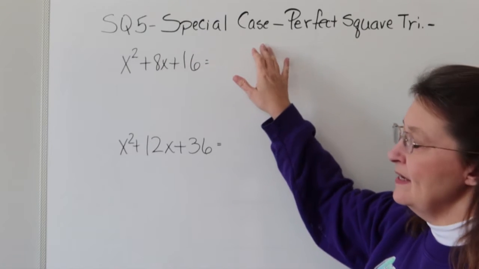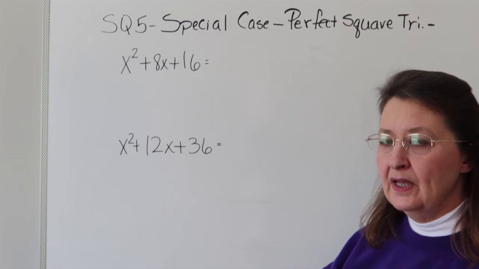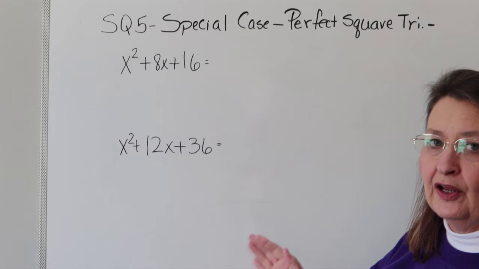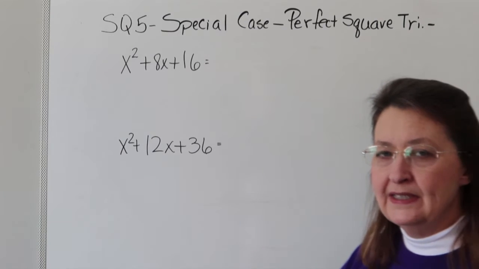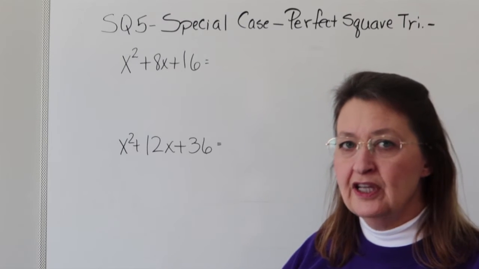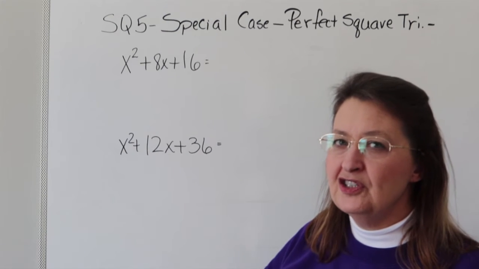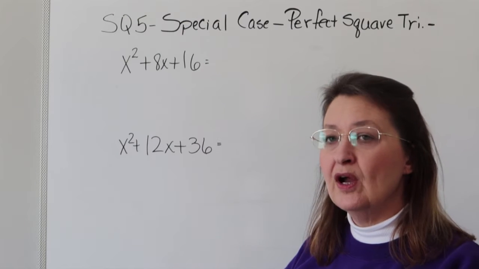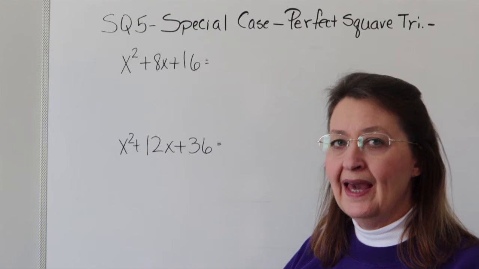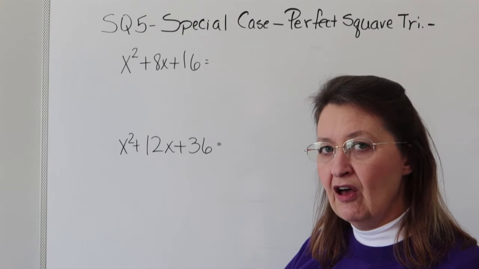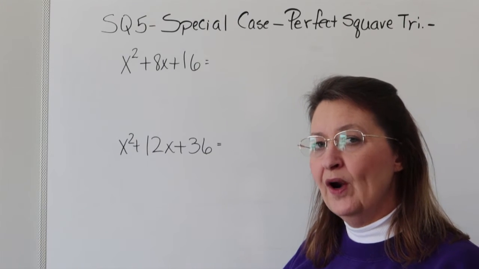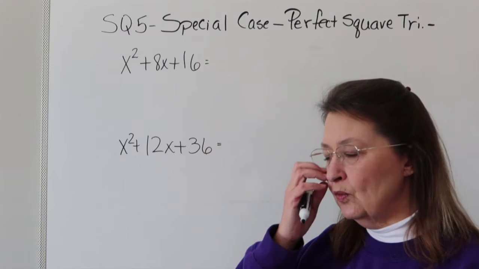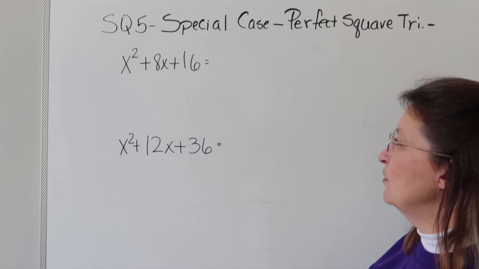There's a special case of trinomials as far as factoring goes, and these are called perfect square trinomials. There's a formula for these, and you can actually factor these without knowing the formula. The formula just makes it a shortcut. The reason this segment is important is because later on we're going to have to create perfect square trinomials to solve an equation. So you need to be aware that they exist, and you need to know how to recognize them. So real quick, let's just talk about these for a minute.